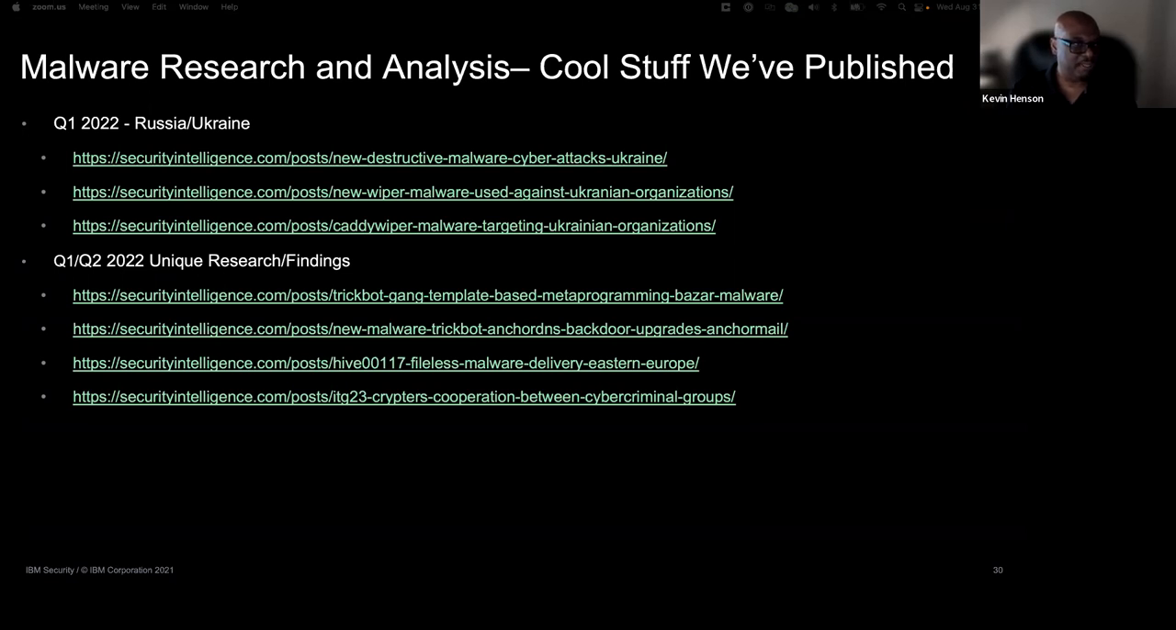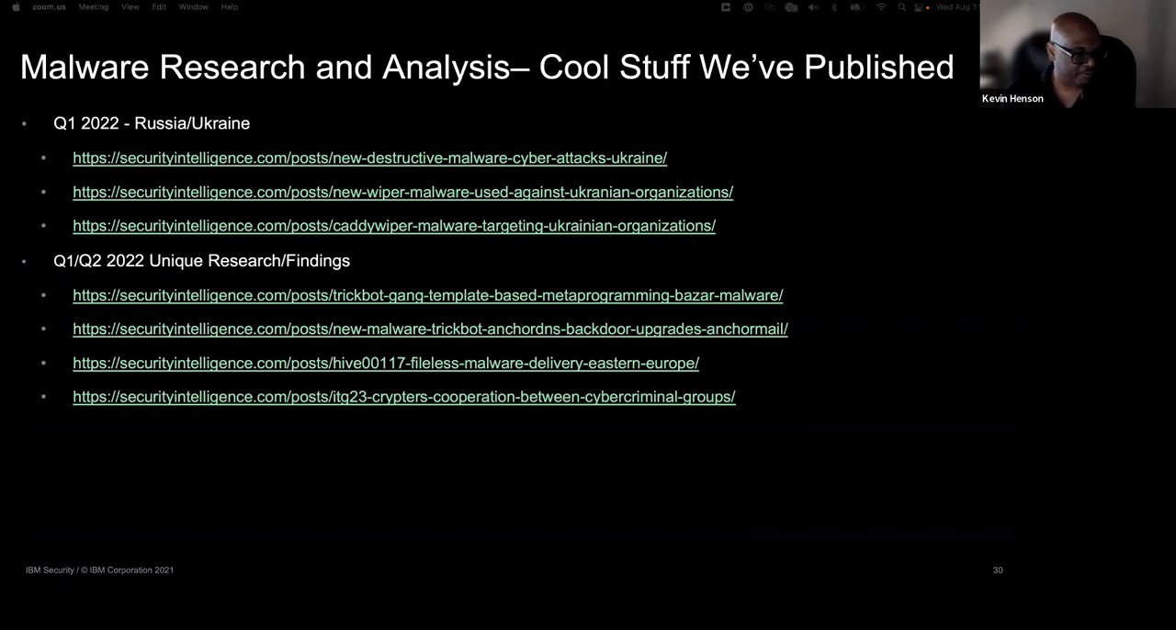I wrote the template-based metaprogramming blog, which is a complex thing. Metaprogramming is a programming technique to hide or obfuscate attributes of a malware. So I analyzed a sample that implemented metaprogramming, and I wrote a blog about it. It was published on securityintelligence.com. So that's another cool feature about my team and what we do.